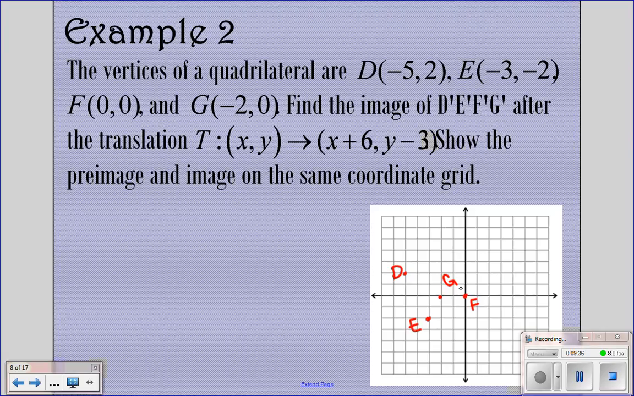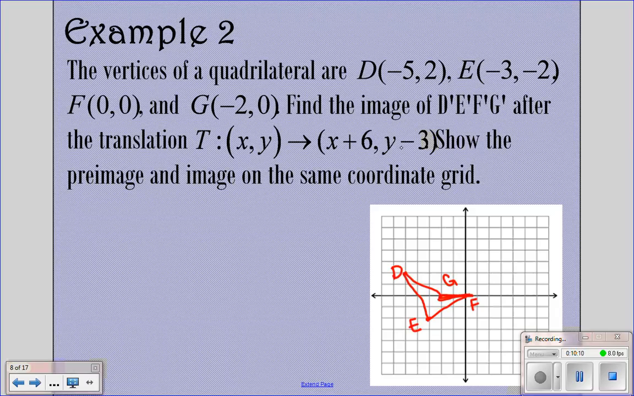Now I have had people that have connected these in the wrong order. It says D, E, F, G. So you need to start at D and go to E and then to F and then to G and then you go back to D. And so that's the figure that you should have, obviously with lines that are a little bit straighter than that. Okay, so that's the pre-image.